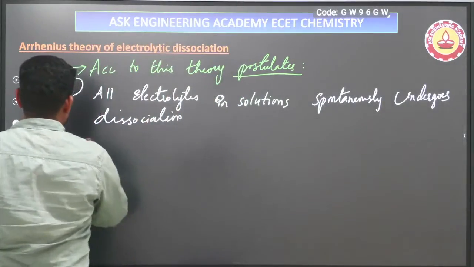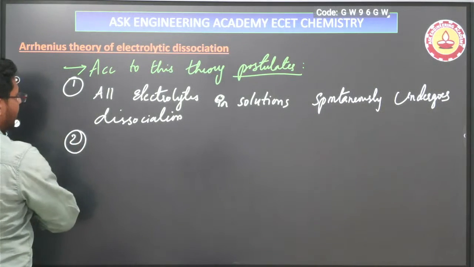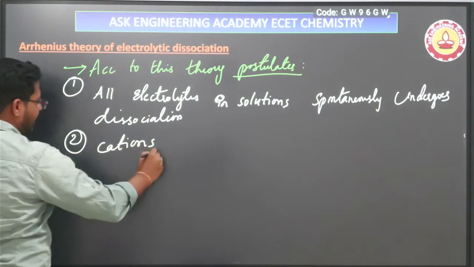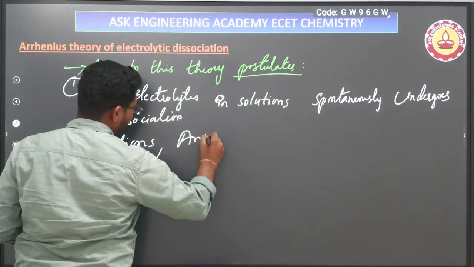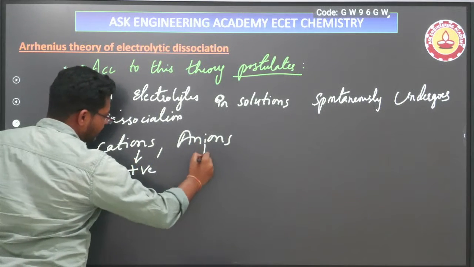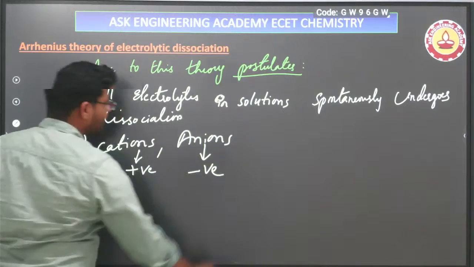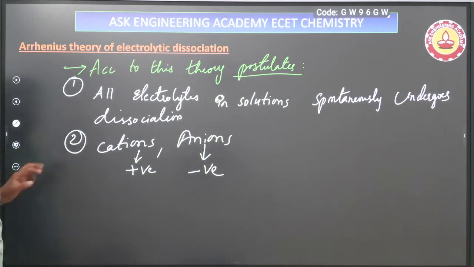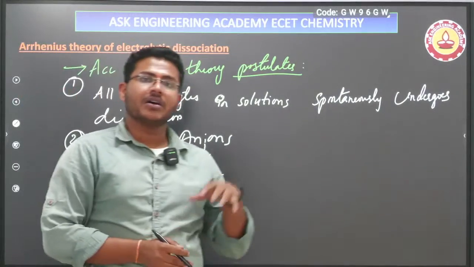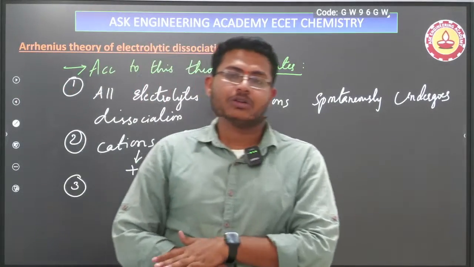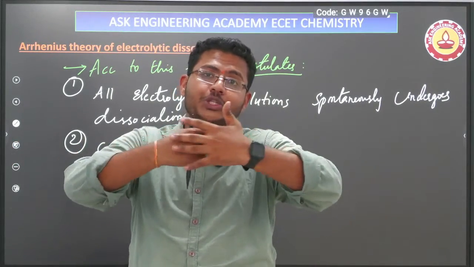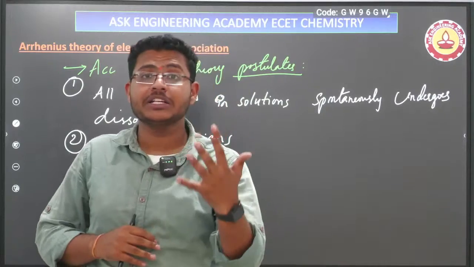Then the formed ions are of two types: cations and anions. Cations are positively charged species, anions are negatively charged species. Next, the third point is that the cation and anion, after dissociation, always try to unite again to form the undissociated complex.